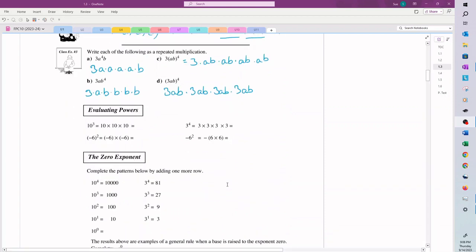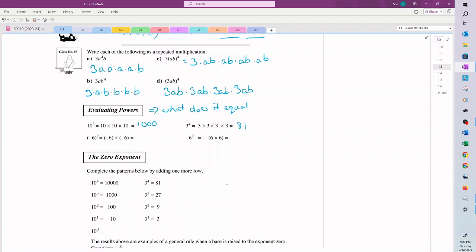Okay, evaluating powers. This is 10 cubed, so that means it's 10 times 10 times 10, and that is 1,000. So evaluating something means, what does it equal? And we want that in simplest terms. So I don't want it 10 cubed, I want 1,000. Okay. This one is 3 to the 4, so that's 3 times 3 times 3 times 3.